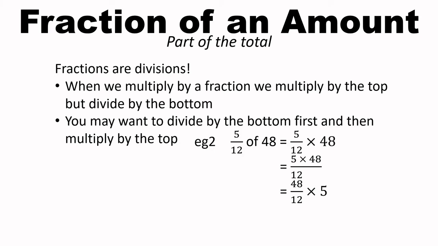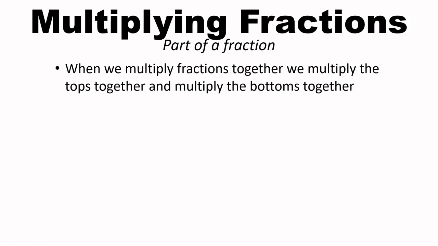48 divided by 12 is just 4. So 4 times 5, that's 20. That saved you a lot of difficult mental calculations by first simplifying your question before you work it through. Now that we understand how to find a fraction of an amount, that should include finding fractions of fractional amounts. And as we know that finding a fraction of an amount is multiplying some amount by a fraction, finding a fraction of a fraction means multiplying two fractions together.